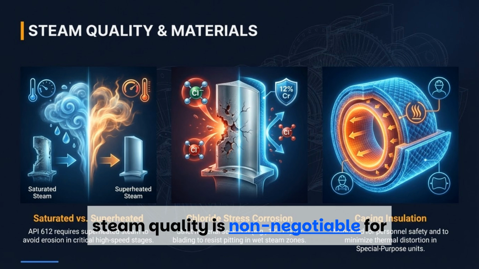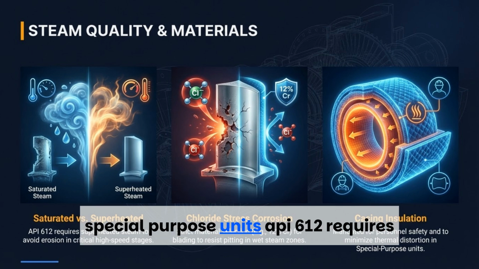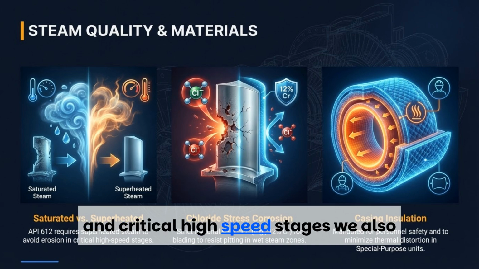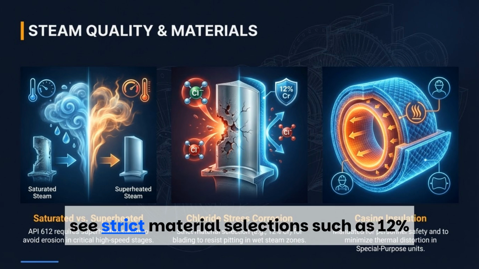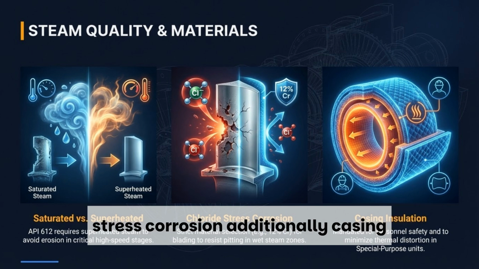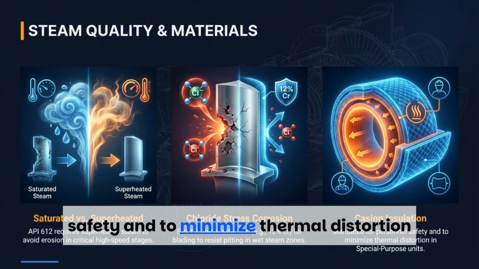Steam quality is non-negotiable for special purpose units. API 612 requires superheated steam to prevent erosion in critical high-speed stages. We also see strict material selections such as 12% chromium for blading to resist chloride stress corrosion. Additionally, casing insulation is mandated for personnel safety and to minimize thermal distortion.